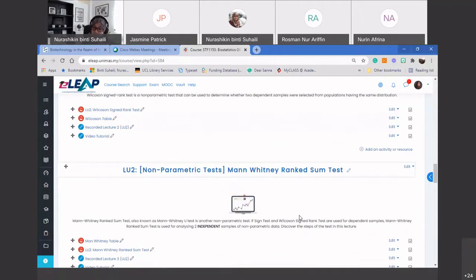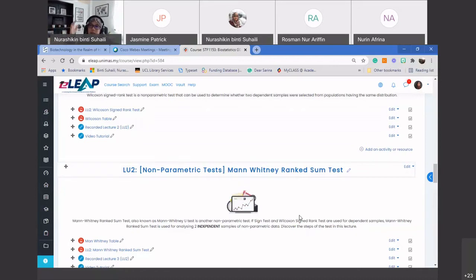Two samples, but it's just that the type of the samples are different. So for the Mann-Whitney rank sum test, the samples are independent. Independent means you are analyzing samples that are not associated. It's not about before and after things, okay? It's about just a random situation.